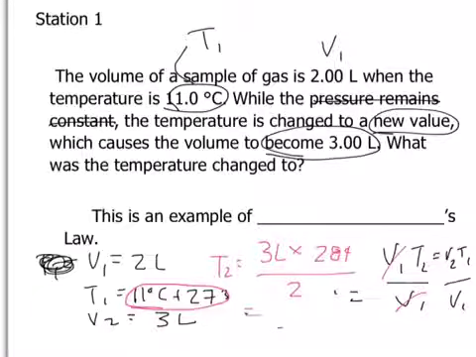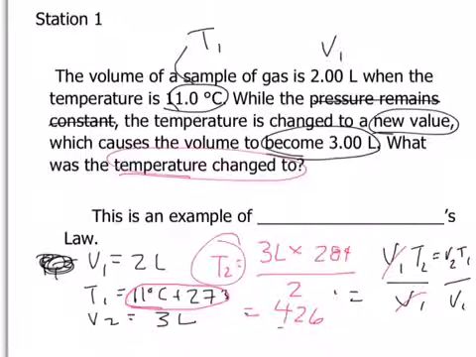And so my answer, when I plug all this into the calculator, is 426. And since we are dealing with temperature, my units are going to be Kelvin, because remember we changed this to Kelvin by adding 273.